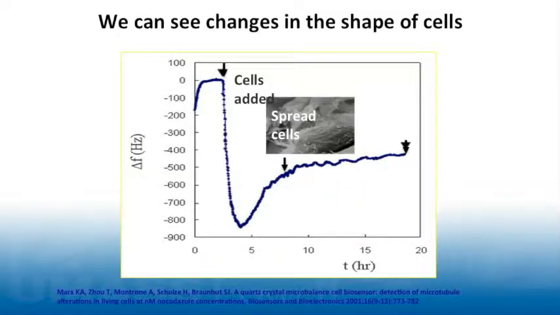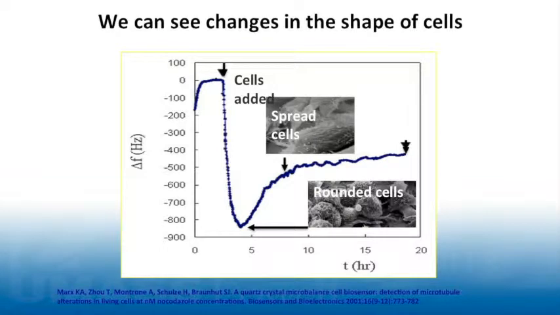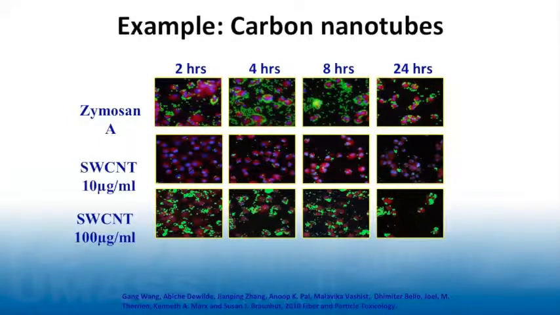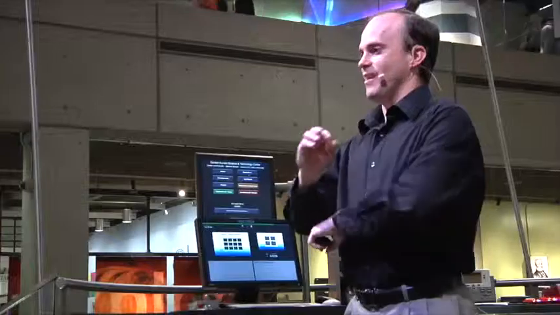So there's where cells are added, the cells are rounded, landed on the surface at this point, and now they start to flatten themselves out over here. Now I want to give you an example related to nanotechnology here. Carbon nanotubes. These are a very interesting, neat material, but there are questions about whether or not they're toxic.